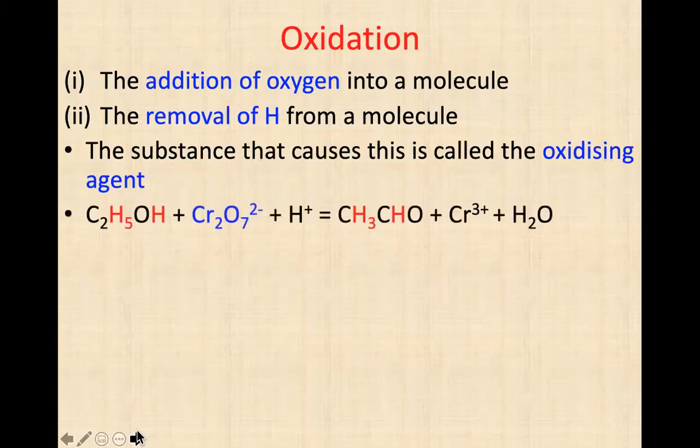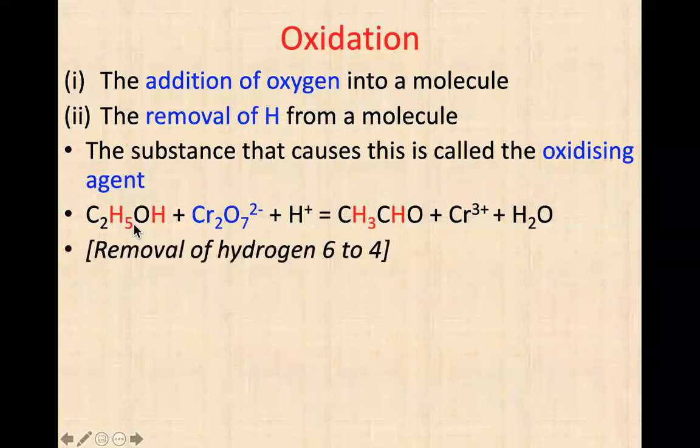Right? Now, if I take ethanol, here's ethanol, and I react it with dichromate and acid, I'm not thinking about the balancing, just what each compound is. I get ethanal and chromium 3, so the orange dichromate is reduced to green chromium 3, and ethanol becomes ethanal. And if you look here, there are 5 and 6 hydrogens here. There are only 4 hydrogens here. So this oxidation is caused by the removal of hydrogen, turning 6 hydrogens into 4. The 2 hydrogens, of course, go off as water.